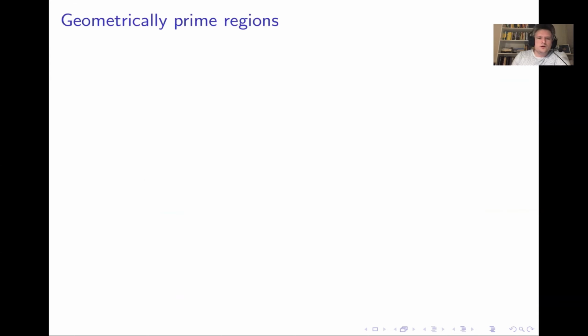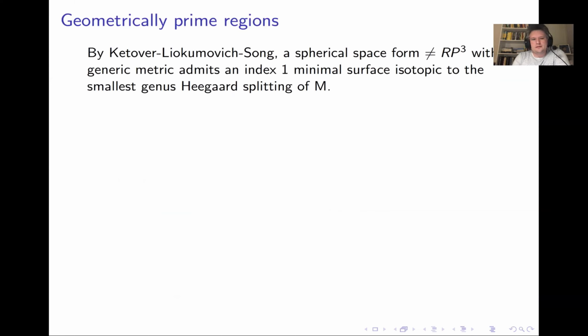Okay, so the result that we're going to use is this result by Ketover, Liokumovich, and Song: a spherical space form other than RP3 with a generic metric, where generic is just another name for bumpy, admits an index 1 minimal surface which is isotopic to the smallest Heegaard splitting of M. So remember, a manifold with positive scalar curvature, we know its topology. It's the connected sum of a bunch of spherical space forms, with S3 and then S2 cross S1s.